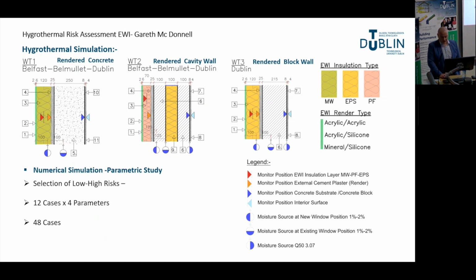A constant air change source of Q53.07 was added to the interior surface. The critical monitor positions were placed at the center of the external wall insulation, the face of the existing external render and the interior surface. The coloured lines on the graphs on the following pages will indicate those monitor positions.